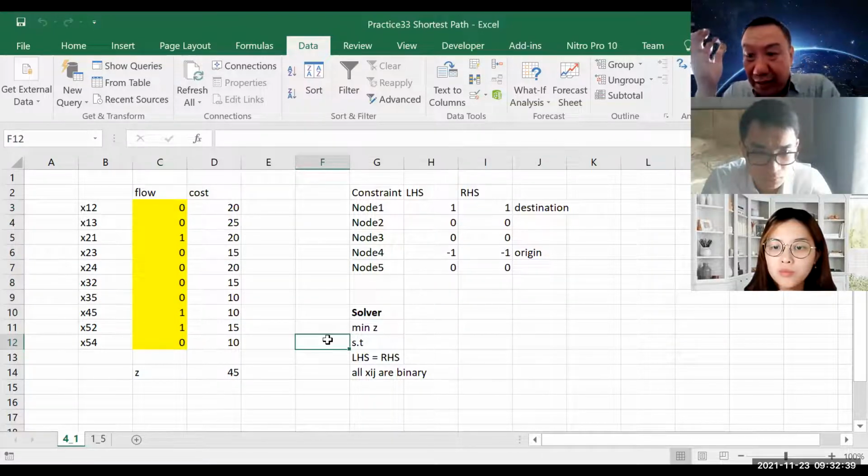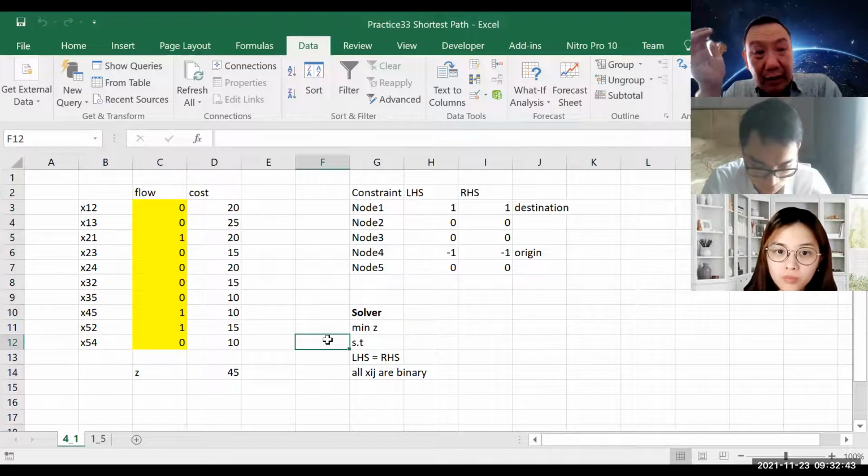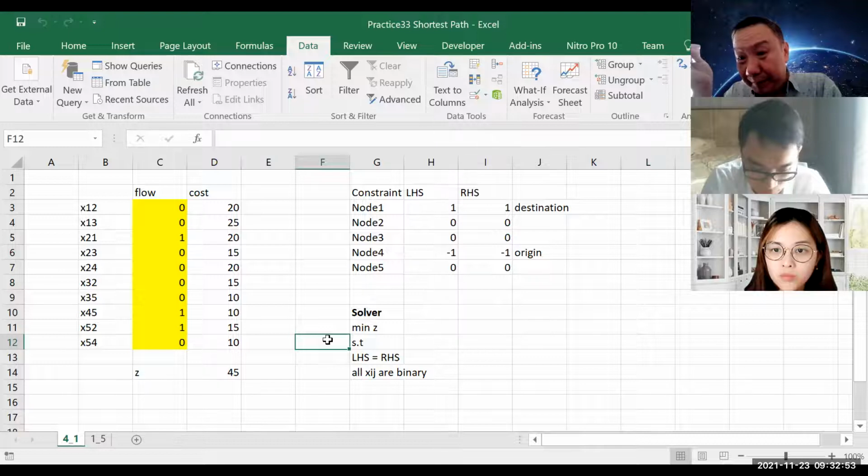So just in case you face a similar problem, where you cannot find the solution, you try a different initial value. That's the suggestion here.